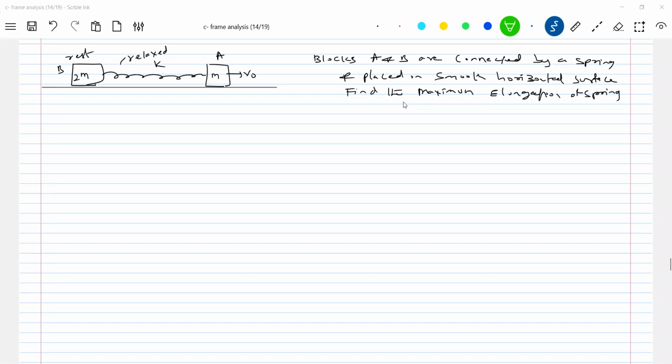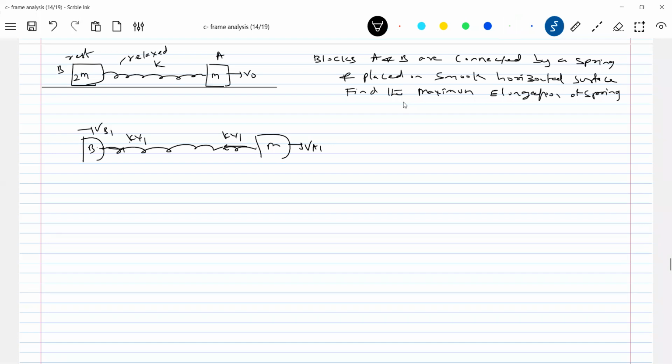Maximum. What actually happens? Initially, what happens when you give velocity? There's a block B, so the spring will start elongating. This block will have some velocity, say VA1, and the spring will get elongated, giving spring force kx1. Because of this spring force, block B will start moving, so it will acquire velocity VB1.